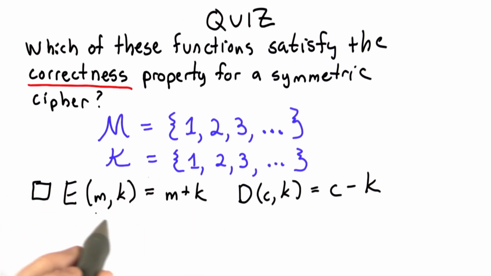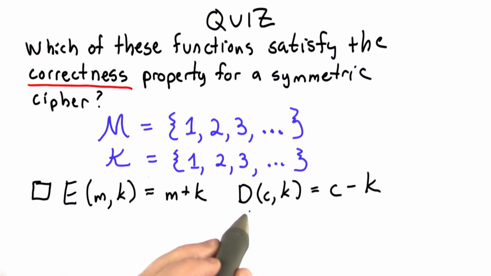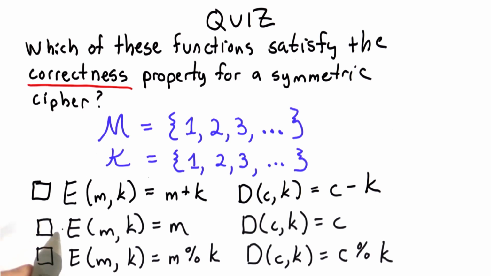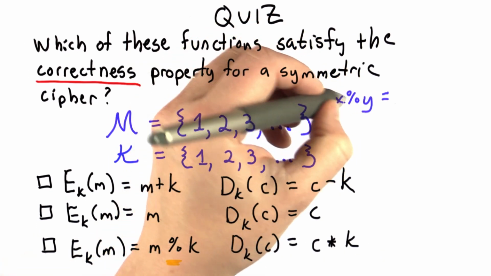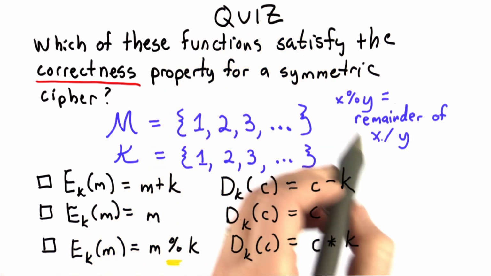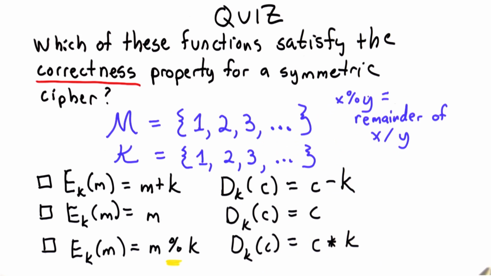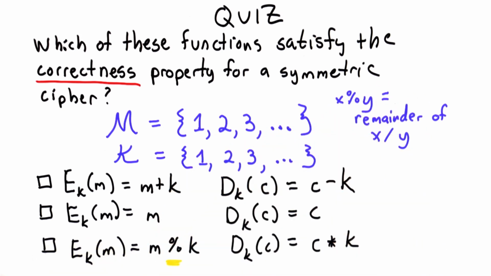For the first choice, the encryption function adds the message and the key. For this decryption function, we subtract the key from the ciphertext. For the second choice, the encryption function is the identity. The decryption function is the identity on the ciphertext. For the third choice, I'm using the modulo operator. X modulo y is the remainder you get when you divide x by y. And modulo is a very useful operation in cryptography. We'll see that quite a bit later in this unit as well as in later units.